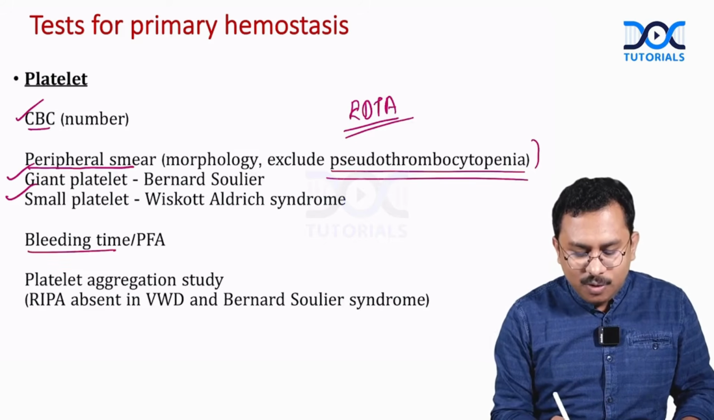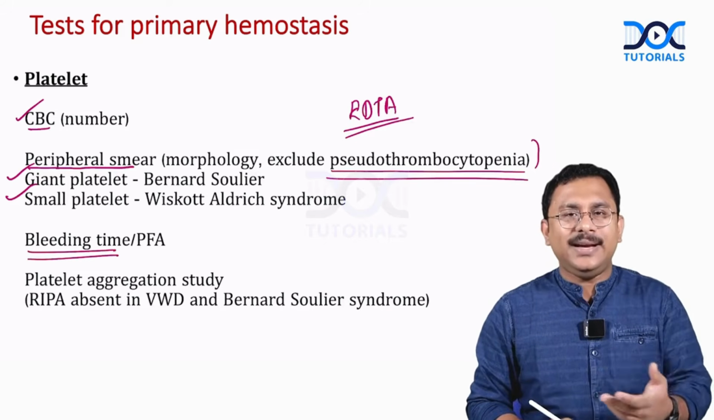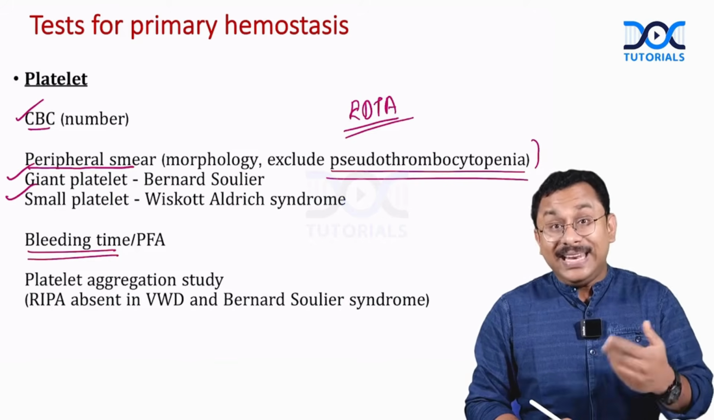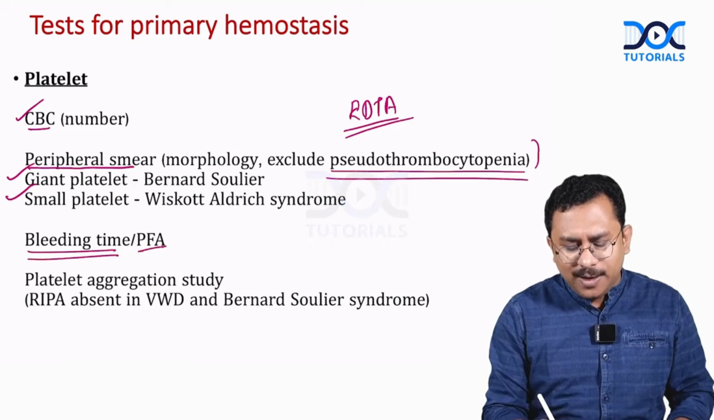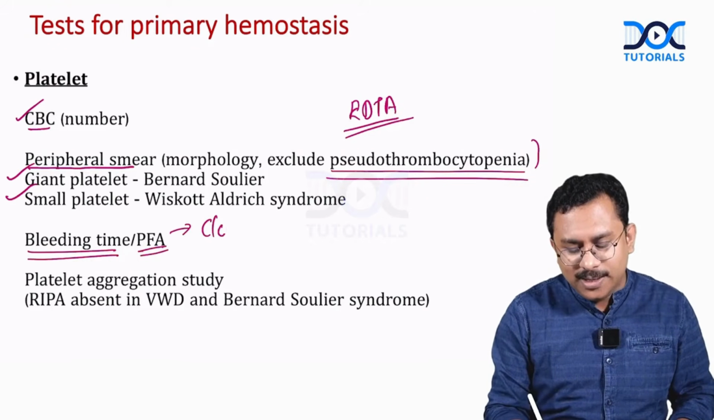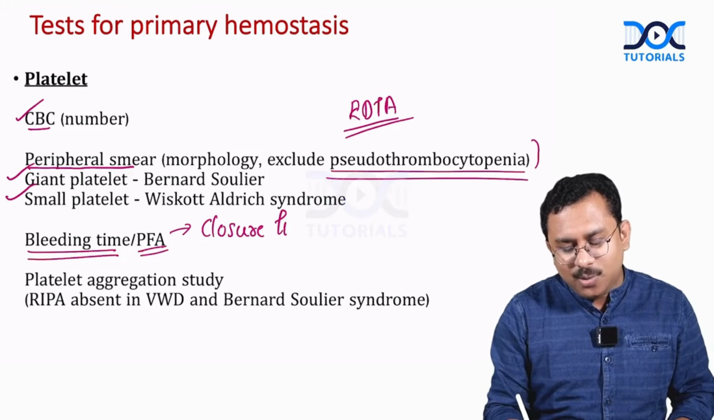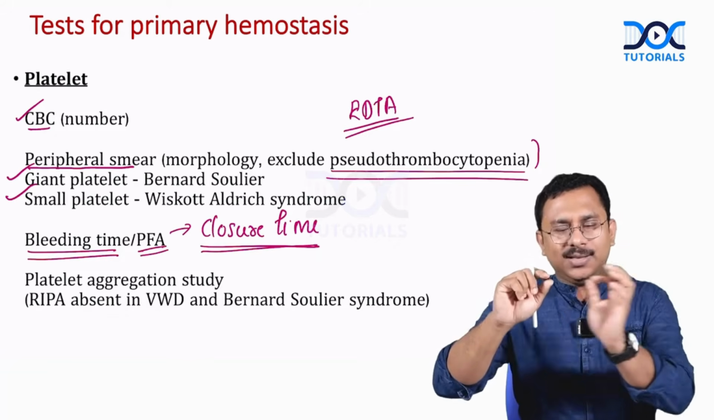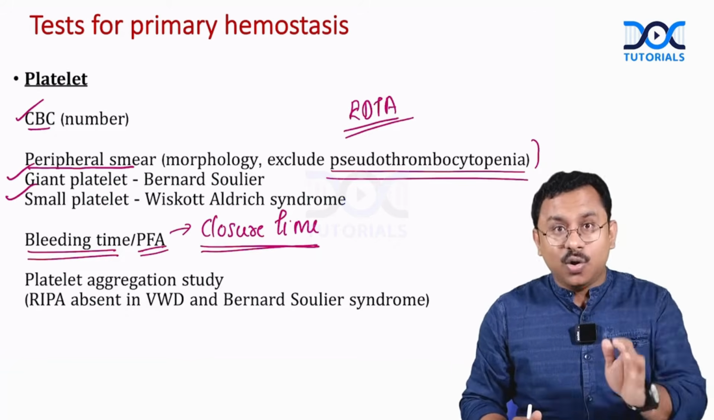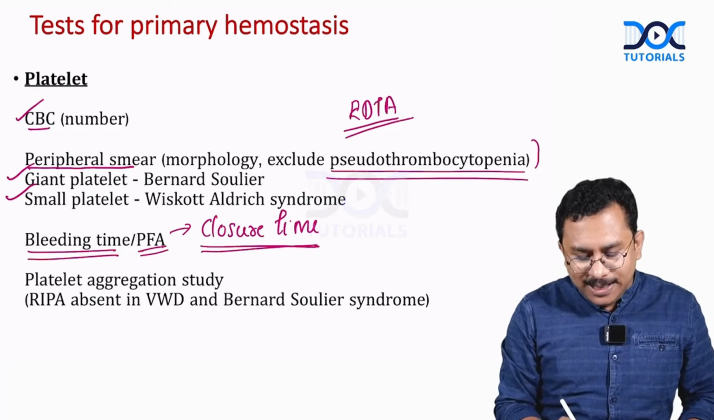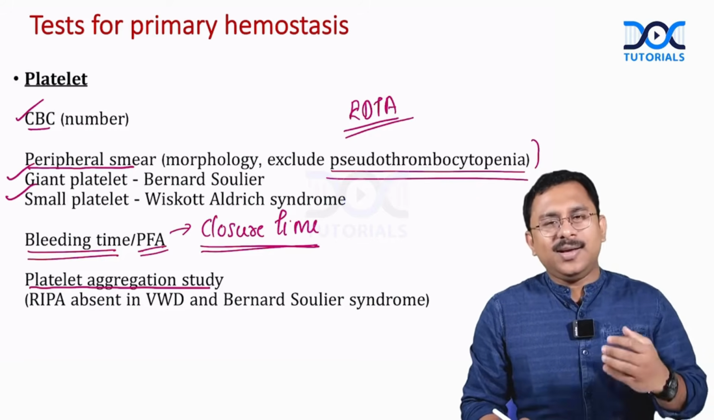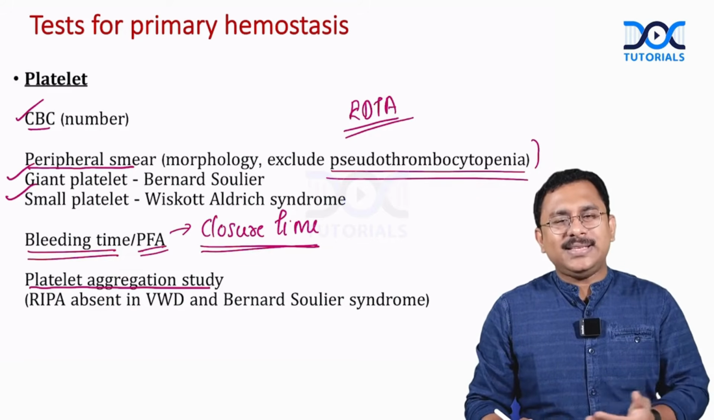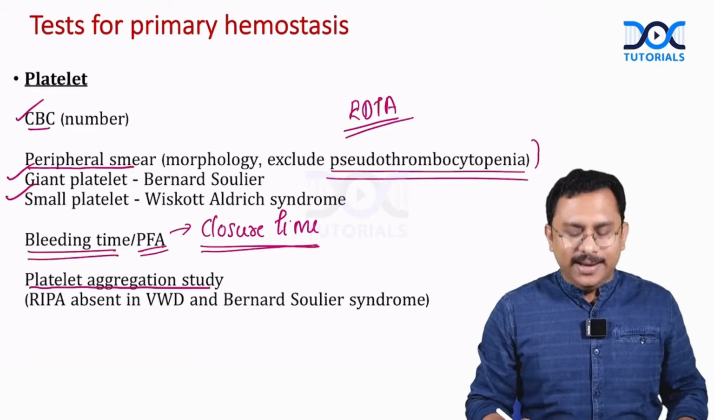Then you can go for bleeding time, which is in fact an indirect reflection of the platelet function, or you can go for a platelet function analyzer, which will tell you the time required for a platelet plug to be formed and the time it takes to obstruct the blood flow, which is known as the closure time. And then you've got the platelet aggregation studies. You've got the ristocetin-induced platelet aggregation study, ADP-induced platelet aggregation study.